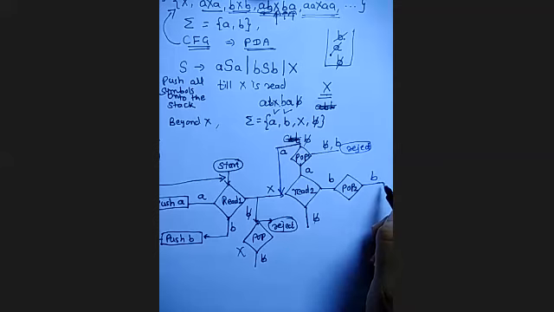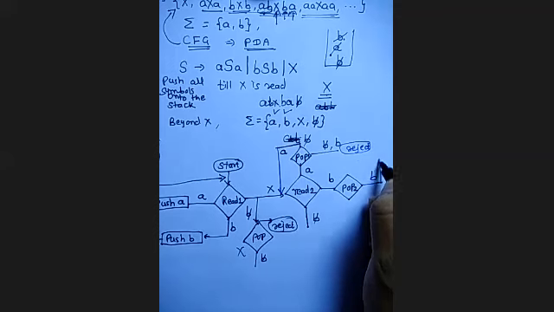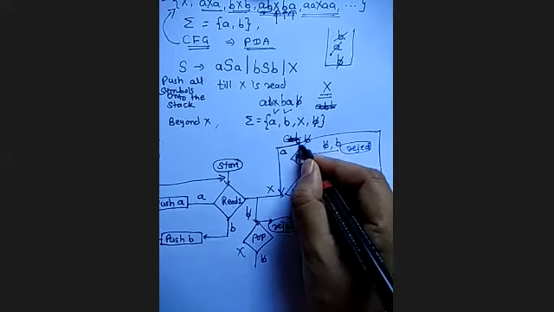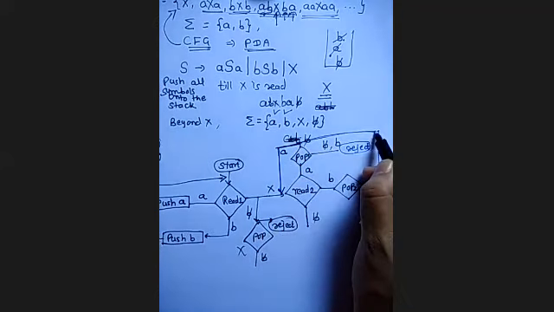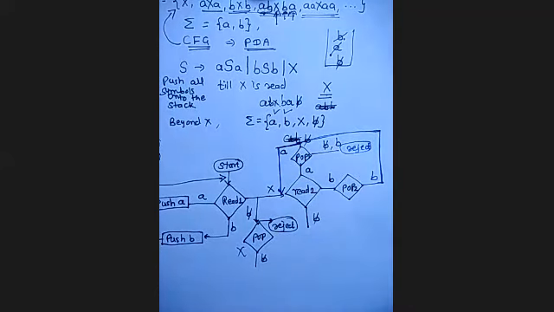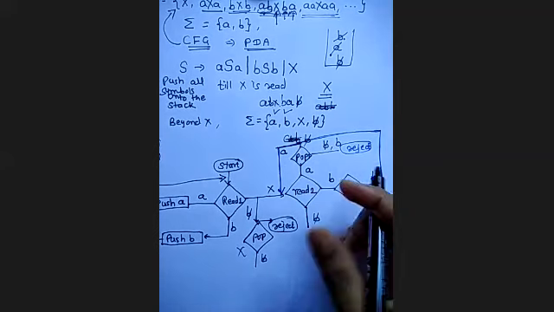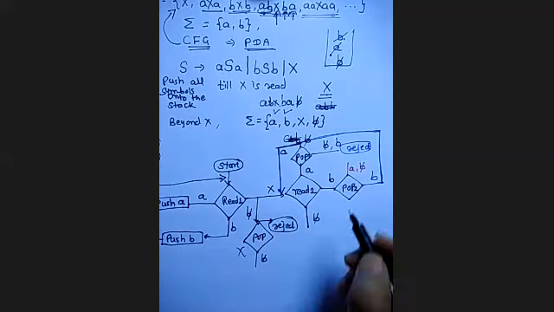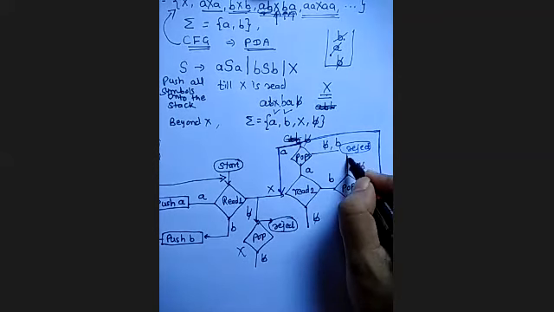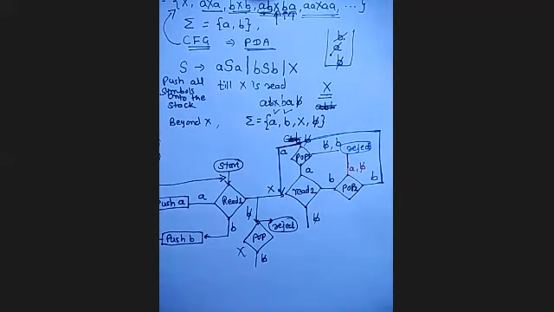Yeah, so we'll go to the read 2. Let me connect this to this, and then this is going here. Okay. And in the pop 2, if you get A or blank, you have to reject it. So we'll connect that to the reject state.